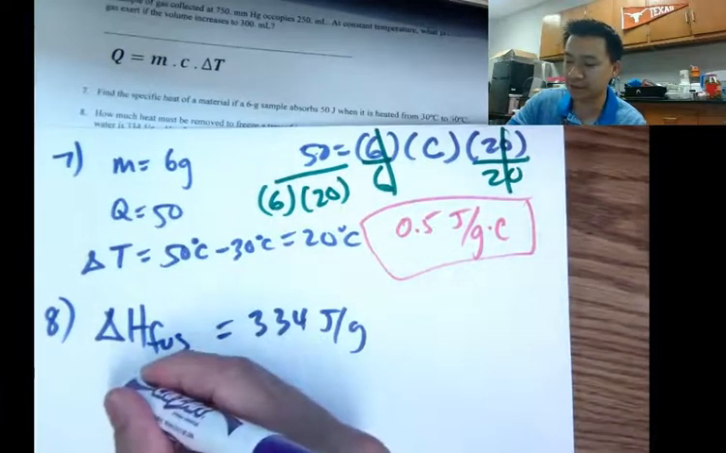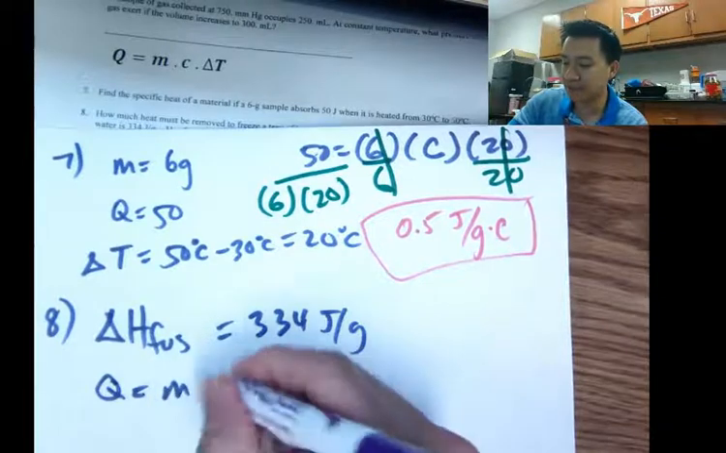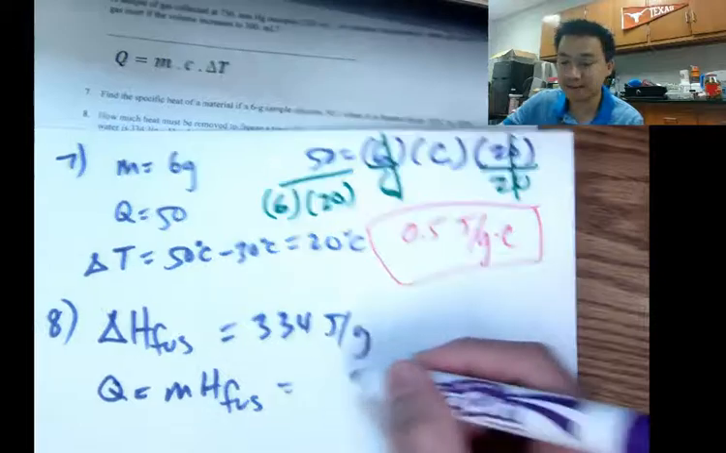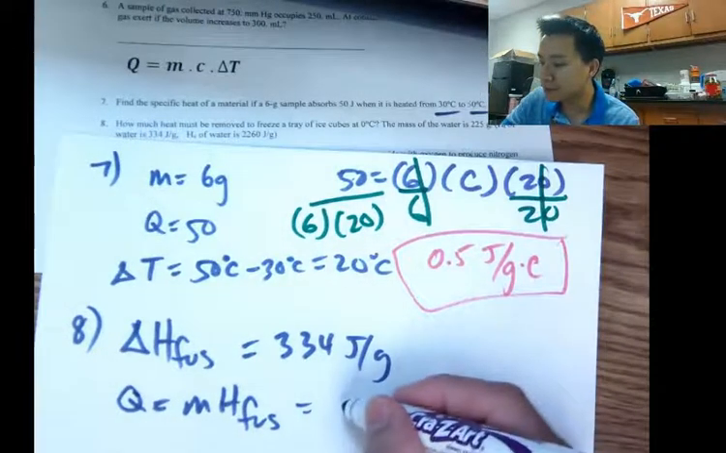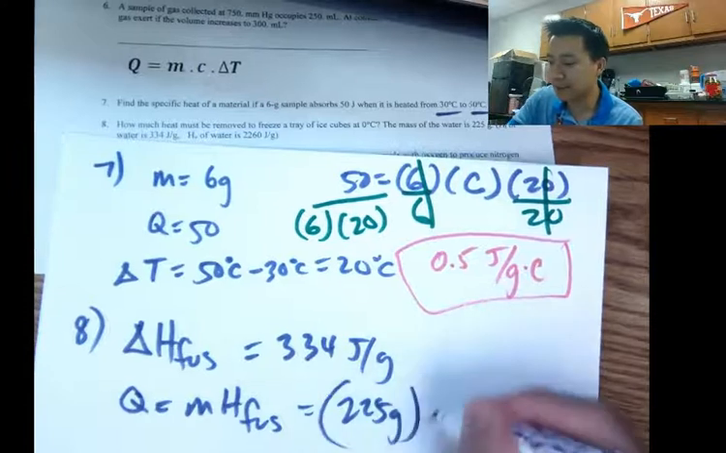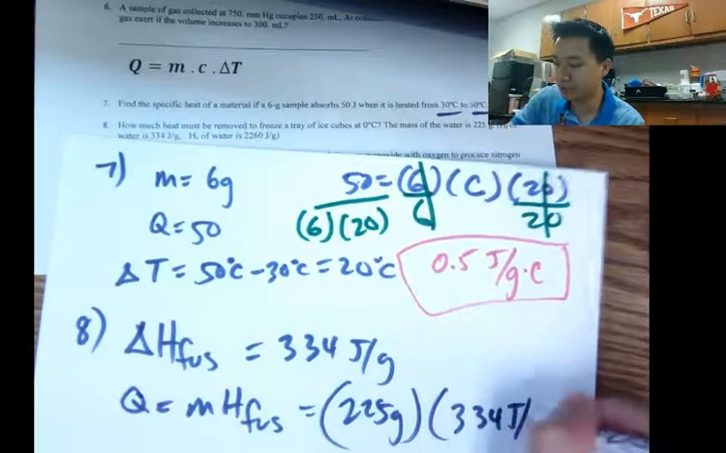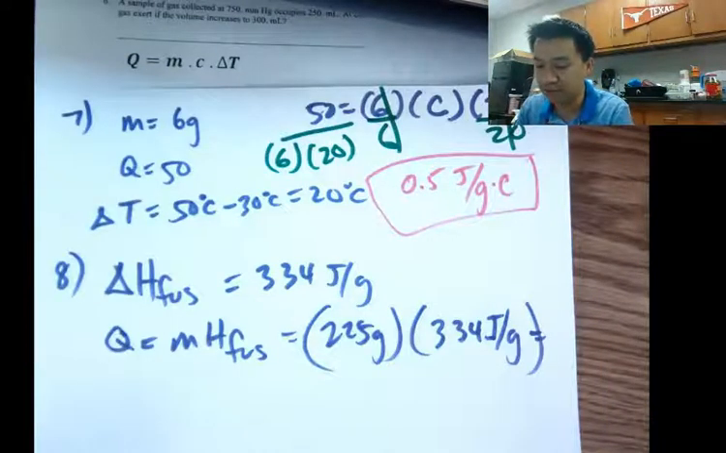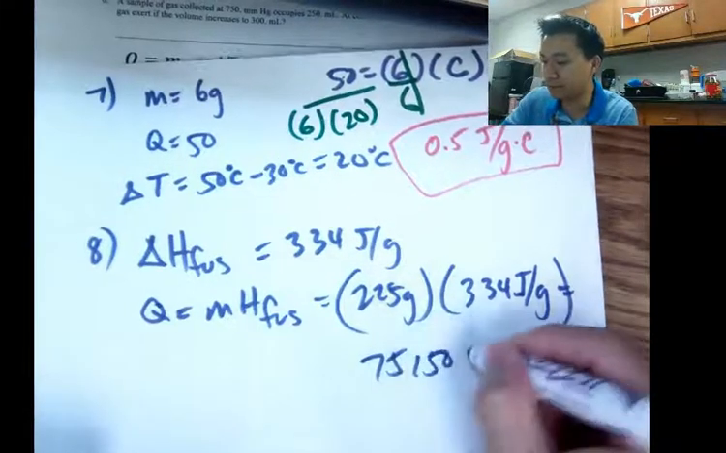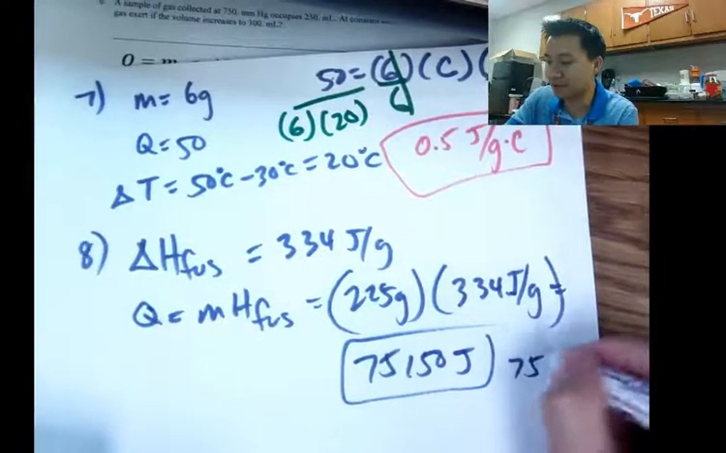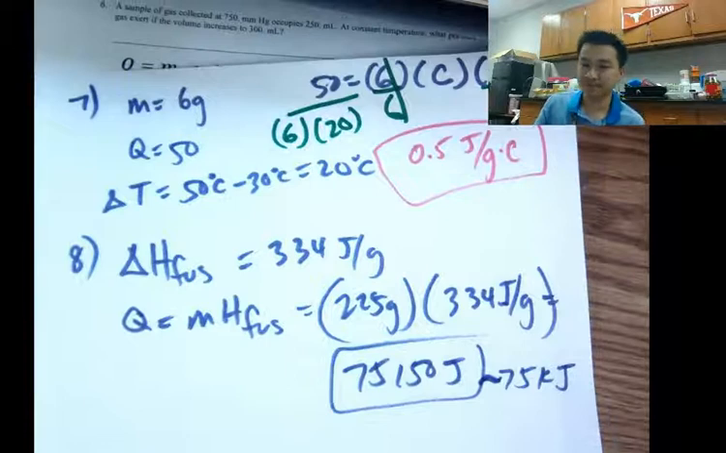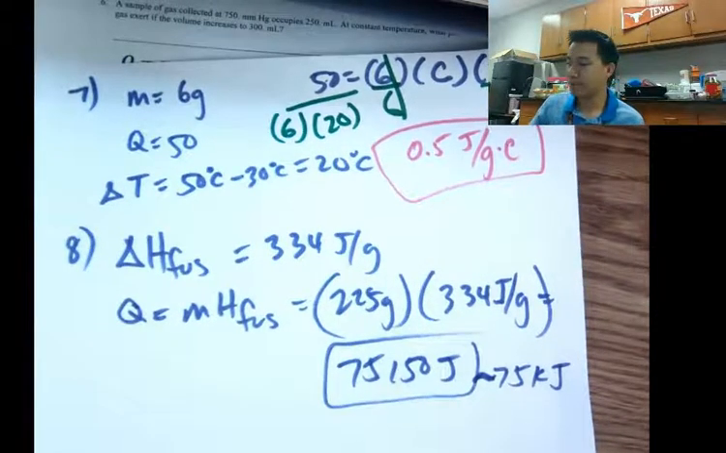So the equation for freezing is Q equals m times H of fusion. That's it. The mass in this case is 225 grams times the 334 joules per gram, and that'll give you the heat that needs to be removed. 225 times 334, it's a lot. 75,150 joules, about 75 kilojoules, approximately. Okay. Number 9.